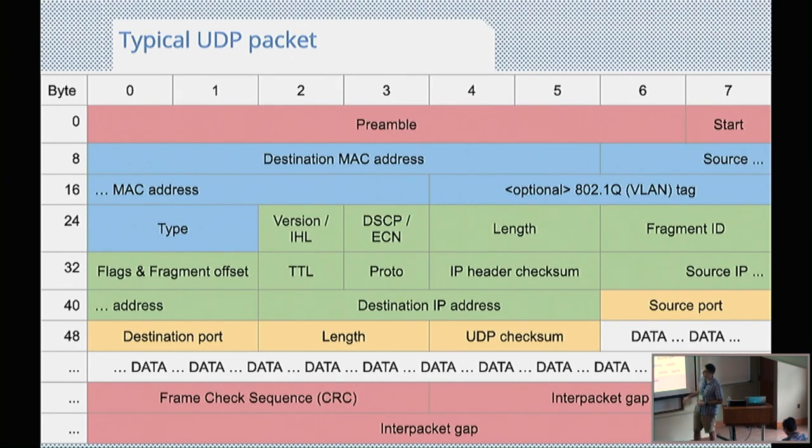And at the end of these things, there's a frame check sequence, which the receiver can use to verify that the data was all sent without errors. And there's an interpacket gap, so there's dead time before you can start the next packet. So at the end of this, the next one follows.